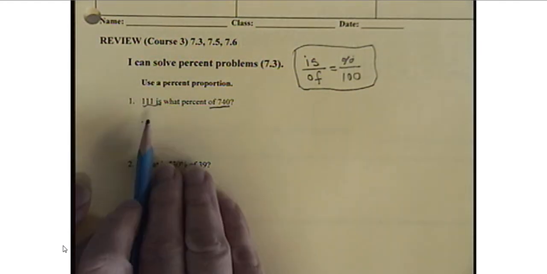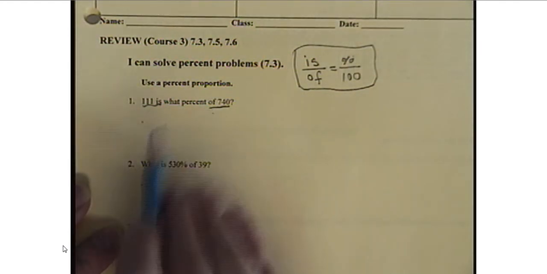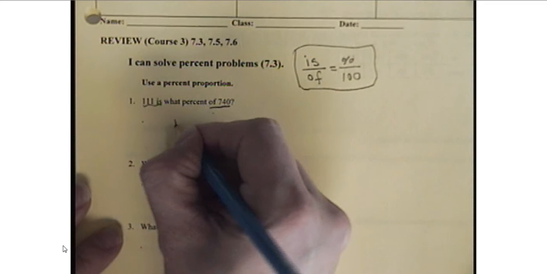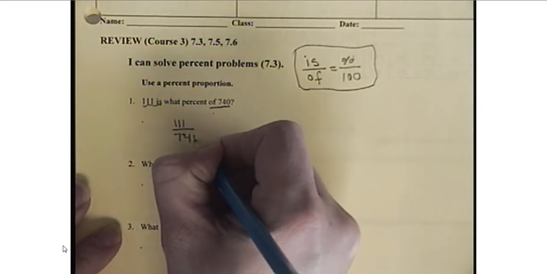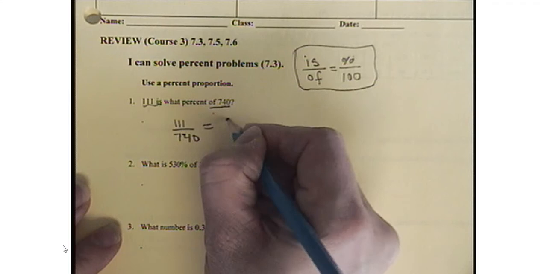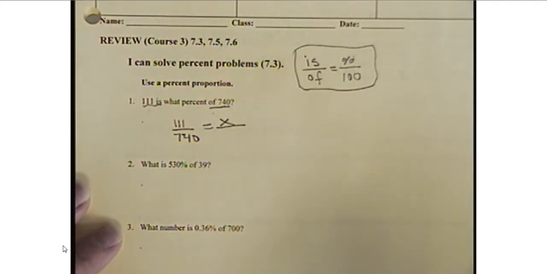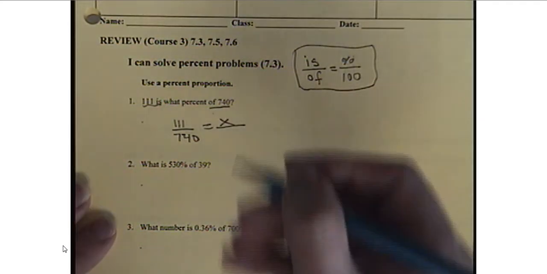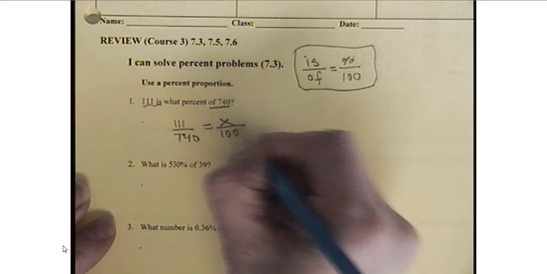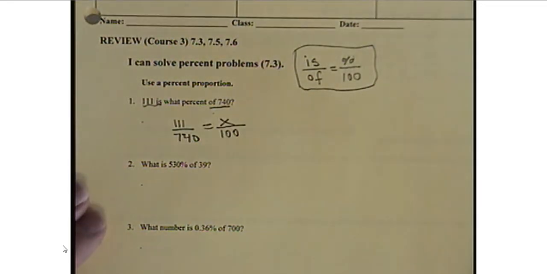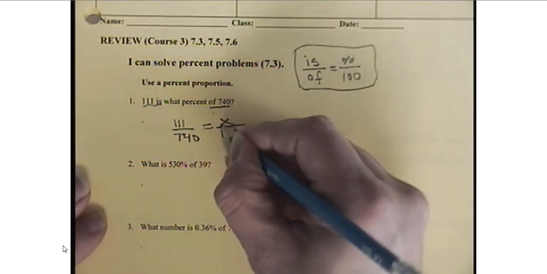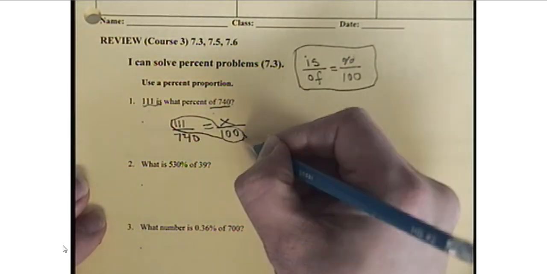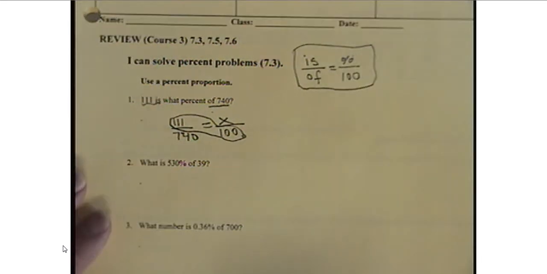Well, definitely is and of are given for us, so I will substitute them and it will be 111 over 740 equals what percent. Instead of percent I will use variable x, this is what I don't know, over 100. Once you set up your proportions or ratios, you can apply what is called cross product, or in other words the butterfly method, to see what we're going to get as the answer.